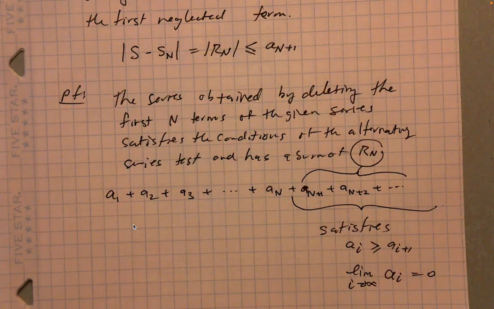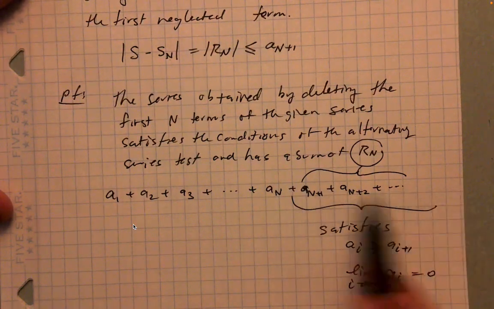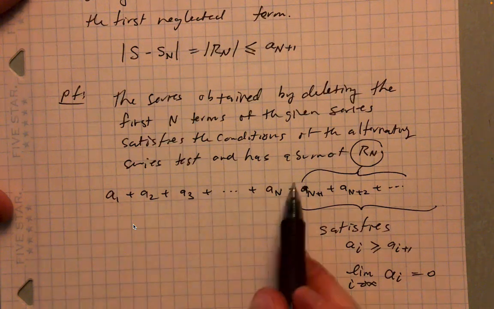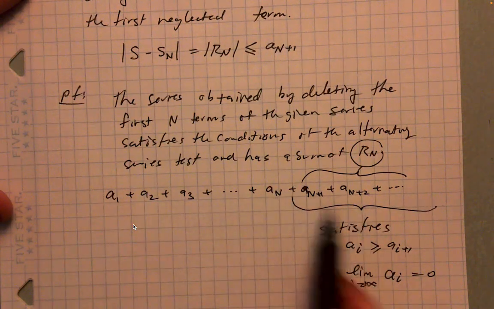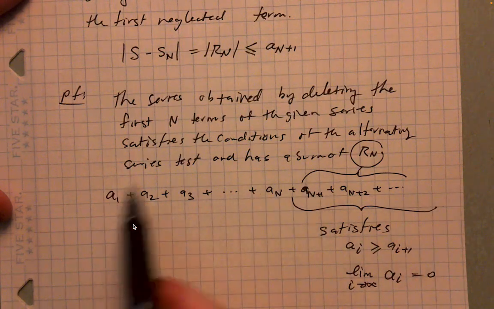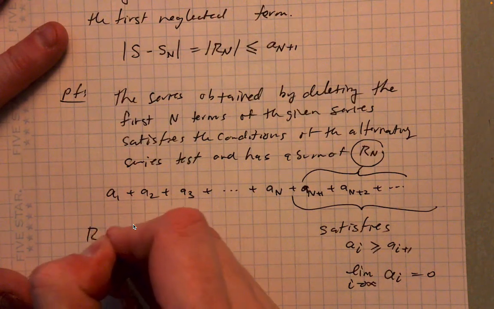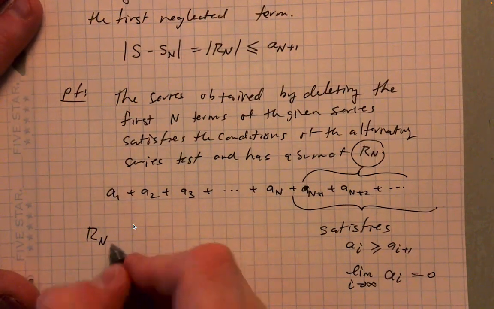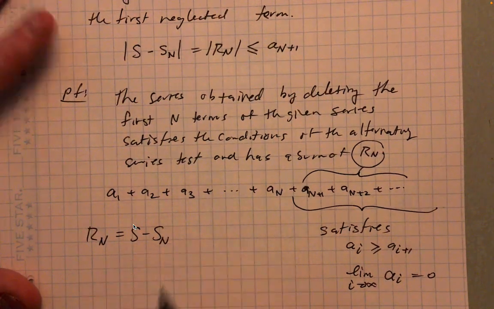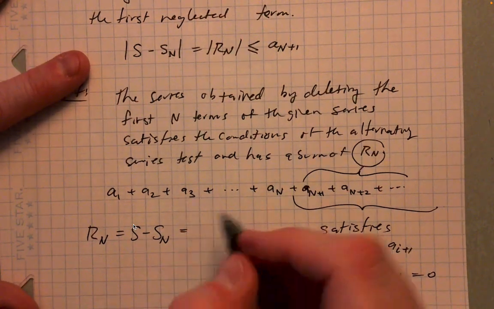Okay, so let's talk about this piece. This is what we would mean by the remainder. The first n terms plus this part is the total series. So this is the partial sum, and this is the remainder. So let's talk about the remainder. R of n is equal to s minus s of n. We know that.